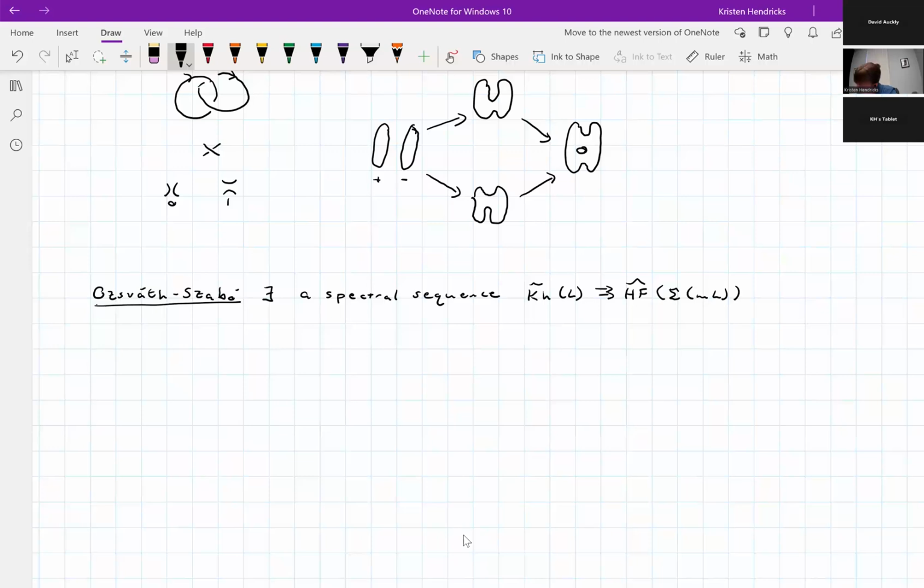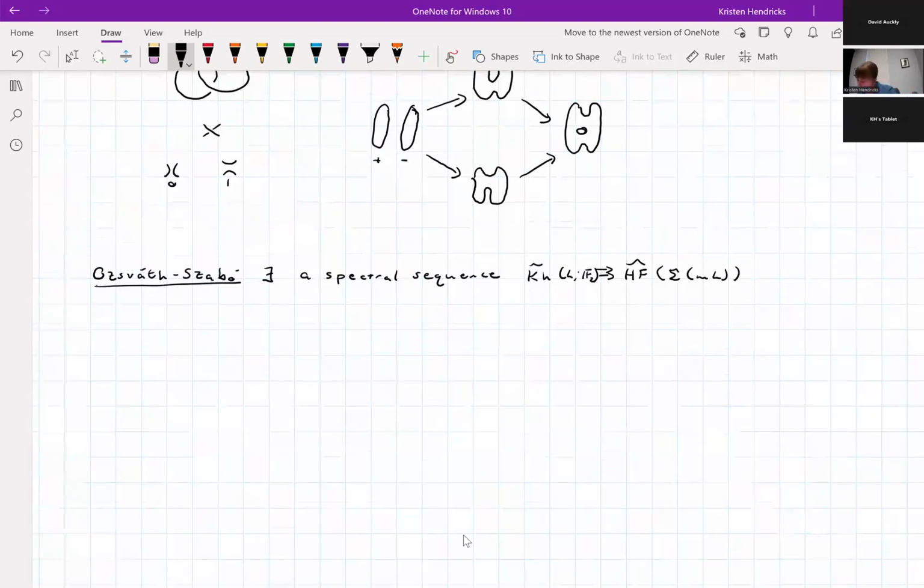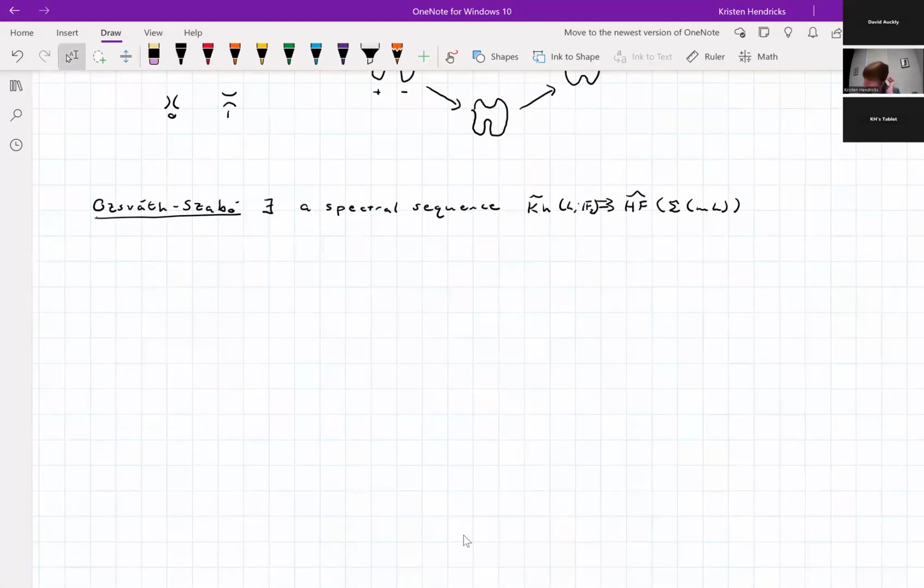Okay, so what's going on here? So first of all, I want to be careful. This is going to be over F2 for now, because I don't want to get into signs. And this tilde means that it's reduced Khovanov homology. What you need to know about that is that it has half the dimension of the original.